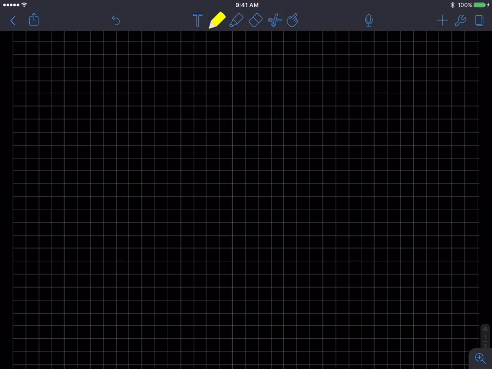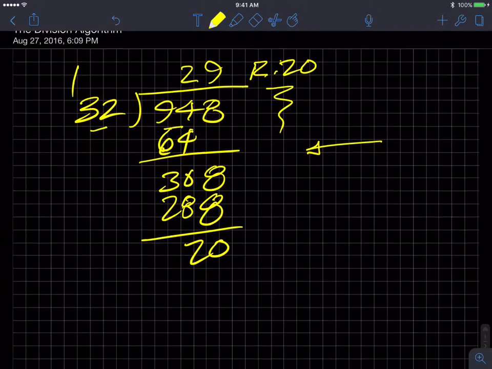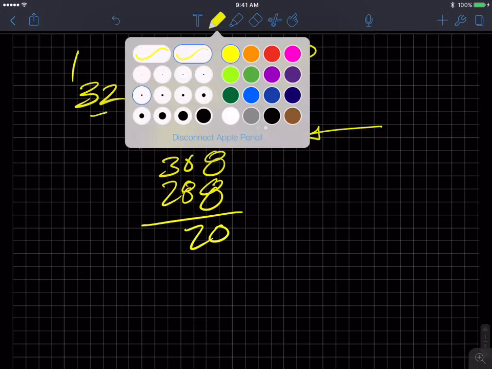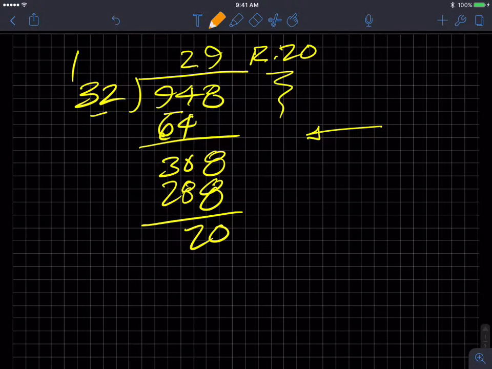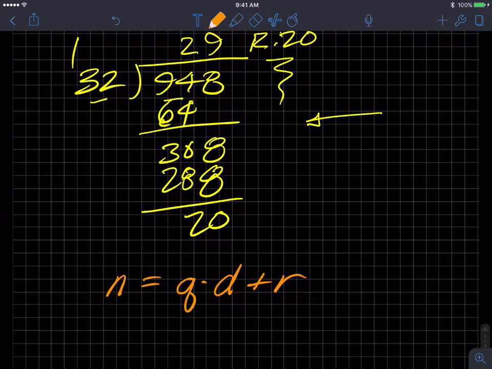Now, in our situation, let's just continue with this for a second and think about this in algebraic terms. This 948 would be this value. Let's call it N, and we'll write N equals Q times D plus R. So what's happening here is this is your remainder, this is your divisor, that's the 32. This is the 20. And this is 29, the result of division. And this is your original number, 948.